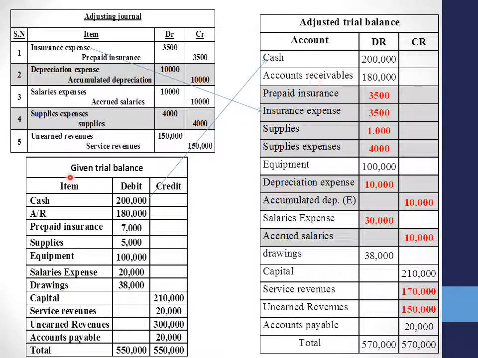For example, cash only appears once in the given trial balance. There is no cash here. Cash appears only in the trial balance for 200,000 in the debit side. So in the adjusted trial balance, it's gonna appear in its same place, cash in the debit for 200,000. Another example here, depreciation expense. Do we have depreciation expense here also? No. This means that depreciation expense appears once in the debit side for 10,000. So you're gonna place it in the adjusted trial balance as it is, depreciation expense in the debit side for 10,000.